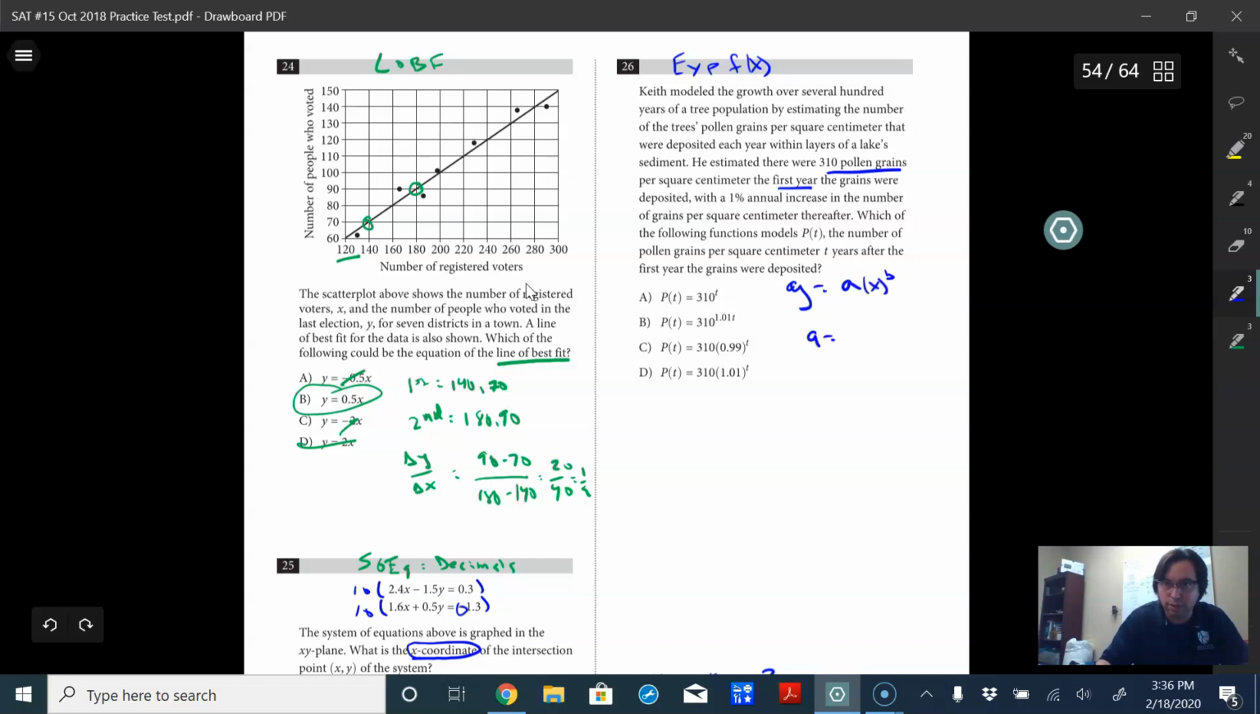So we can see the A is going to be 310, which is in all of these, so it doesn't really help. We're deposited with a 1% annual increase in the number of grains per square centimeter, following functions beyond that. So these here are wrong. We can look at these terms, and that's wrong. It's a 1% annual increase. Well, this is suggesting a 1% annual decrease. This is suggesting an increase, and so that is wrong. This is right. And D is the answer choice on 26.